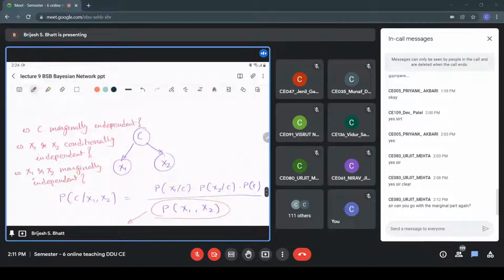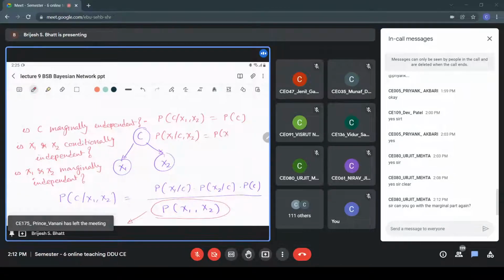So let me put the formula here. If C is marginally independent, then probability of c given x1, x2 becomes probability of c. If x1, x2 are conditionally independent, then probability of x1 given c comma x2 is equal to probability of x1 given c, and probability of x2 given c comma x1 becomes probability of x2 given c. This is because of this conditional independence. This is because of this marginal independence.